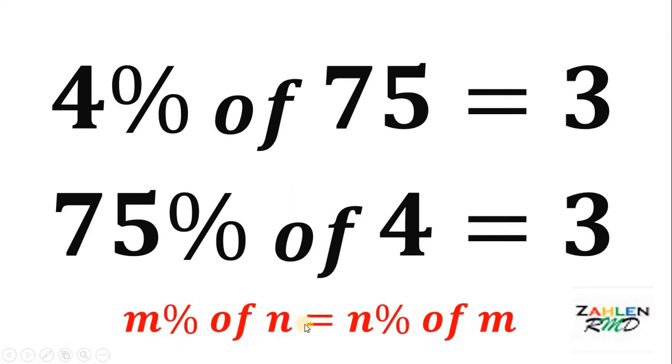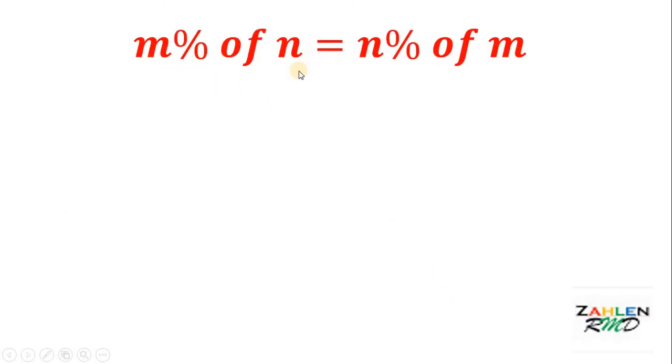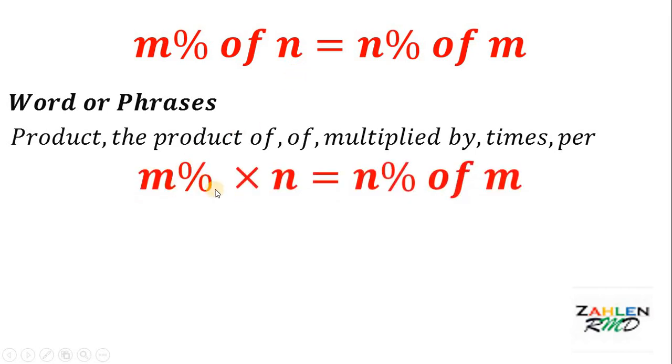That m% of n must be equal to n% of m. So today, we will prove that m% of n must always be equal to n% of m. So let's start. Our goal is to prove that m% of n must always be equal to n% of m. First thing to do is, the word or phrase says product, the product of, multiplied by, times, per, referring to multiplication. Therefore, m% of n can be written as m% times n, right?